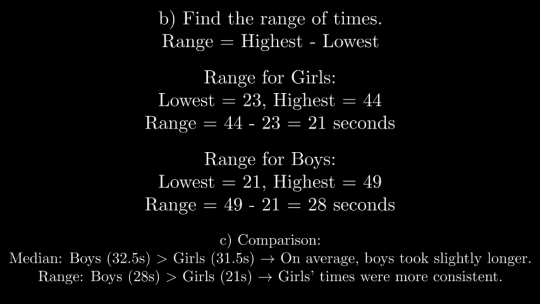Finally, let's interpret these results. The median time for the boys is slightly higher than for the girls. This suggests that, on average, the boys took a little longer to complete the puzzle. The range for the boys is larger than the range for the girls. This tells us that the girls' times were more consistent, or less spread out, than the boys' times. So we've seen that a back-to-back stem and leaf diagram is an excellent tool for comparing the central tendency and spread of two datasets simultaneously.